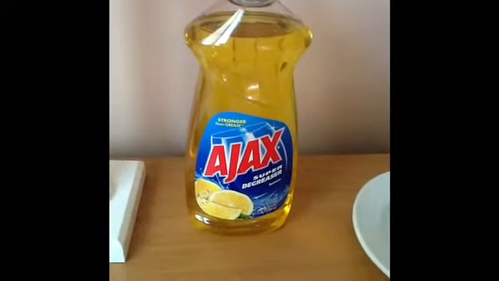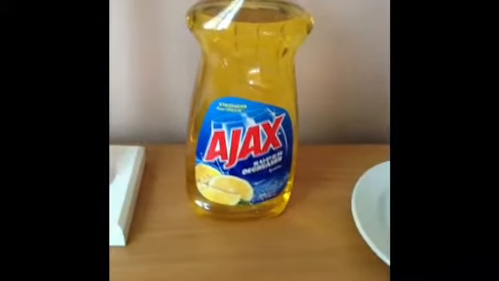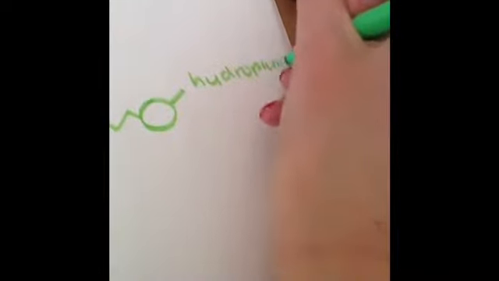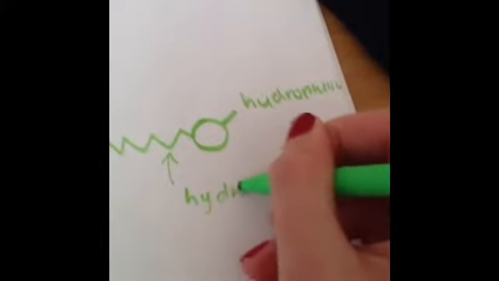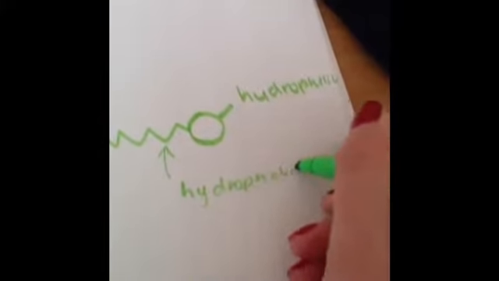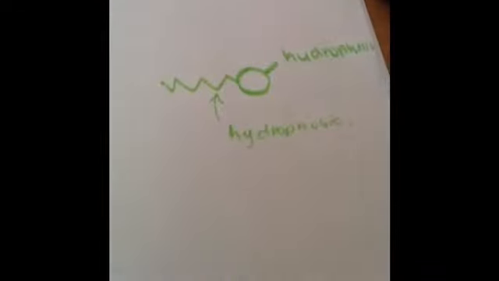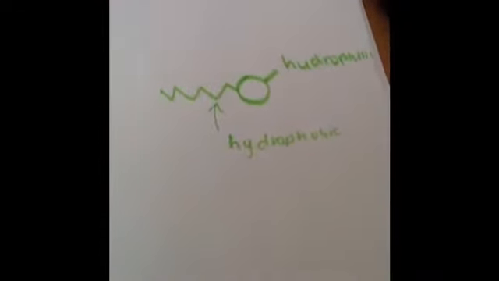Let's talk a little bit more about soaps now. Soaps are made up of molecules with hydrophilic heads and hydrophobic tails. This means that their heads like water, but their tails do not.